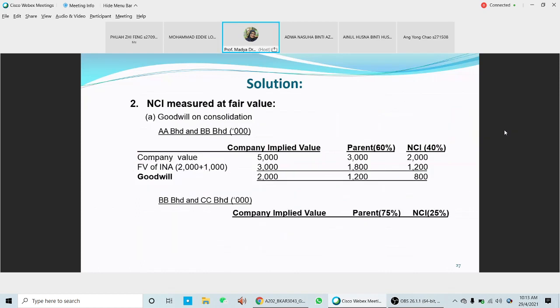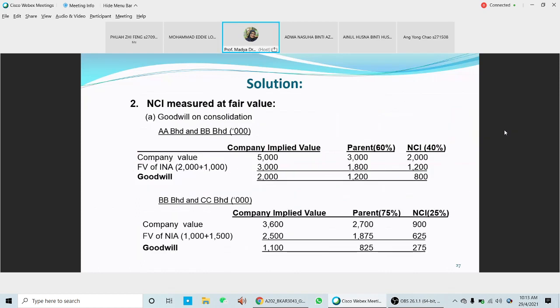Okay, so this is important. Please make sure that you know how to prepare this one. We're going to calculate the goodwill, because once the NCI is measured at fair value, we're going to have goodwill for both parent and NCI. Okay, so look at B first.